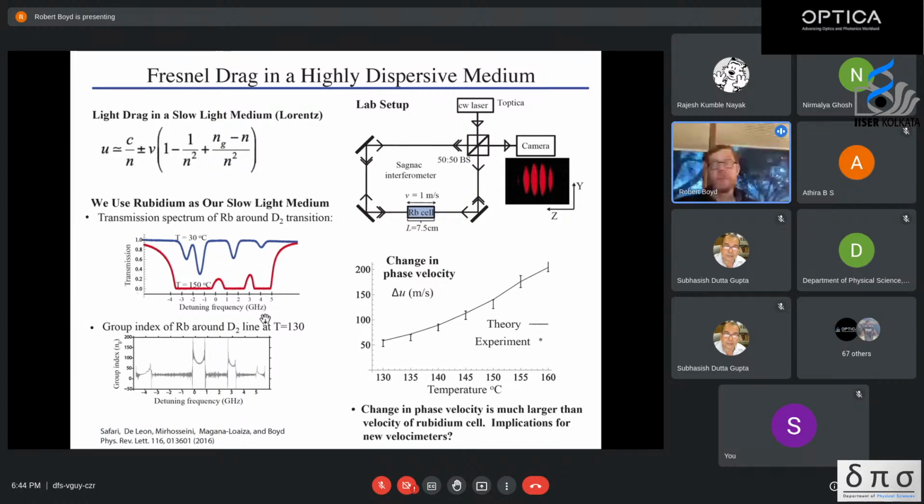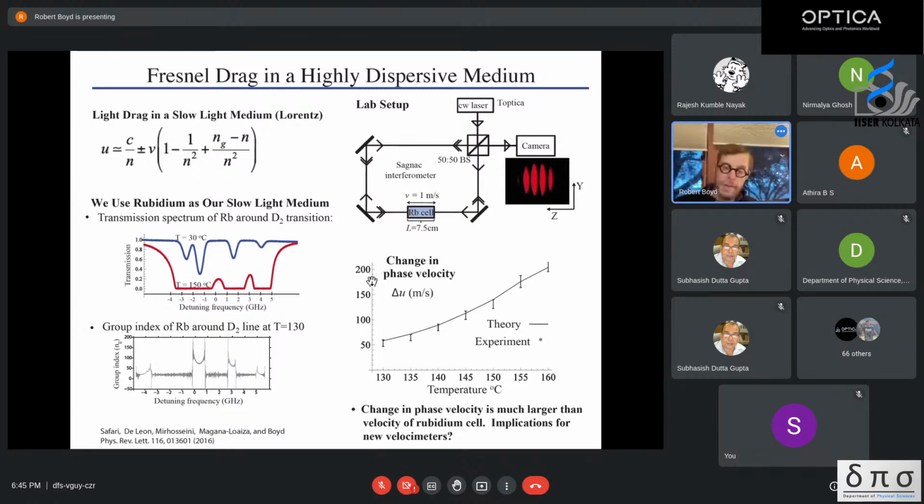So we set out to do this experiment. We used a continuous wave laser. We have a Sagnac interferometer. So one beam of light goes around the path like so. The other beam goes around the path like so. They interfere at the entrance plane of a camera. So what we find is that as we move the rubidium cell with velocities up to 1 meter per second, the fringe pattern moves depending on the direction of the motion of the rubidium cell. And here, this summarizes our results.